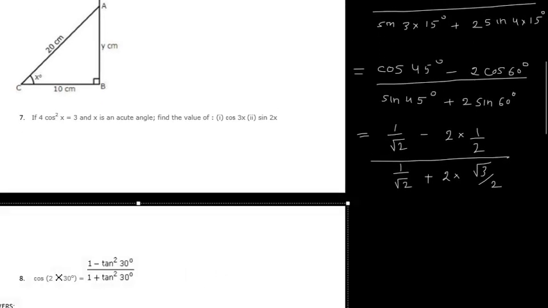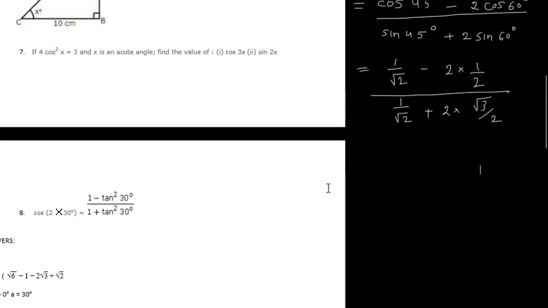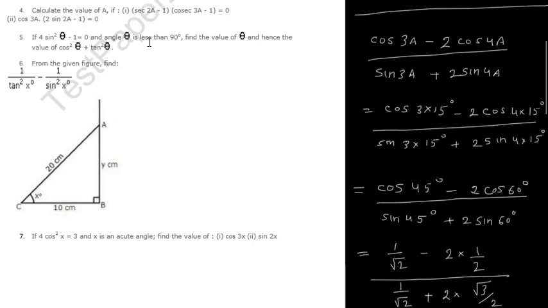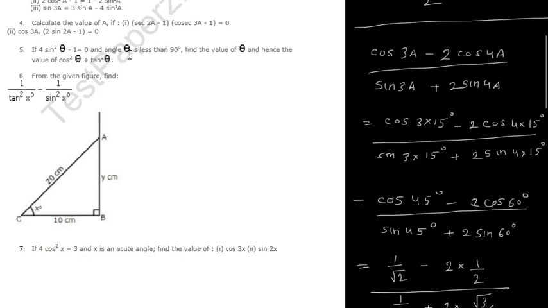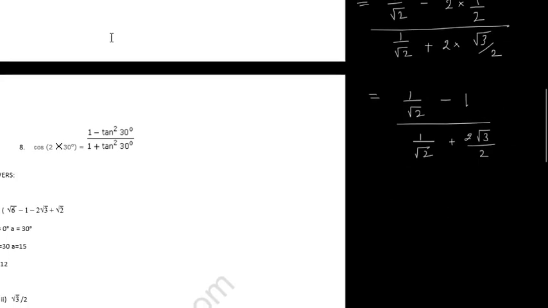Now this is equal to 1 upon root 2 minus 2 upon 2, which is 1. So 1 upon root 2 minus 1, divided by 1 upon root 2 plus 2 root 3 upon 2. Let me check the question again. Cos 3A minus 2 cos 4A upon sin 3A plus 2 sin 4A. That is fine. So we will simplify it further.